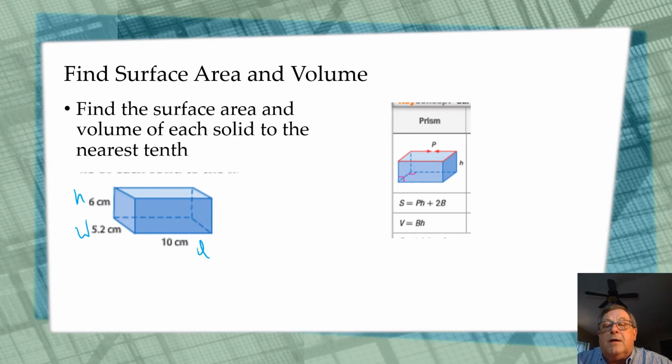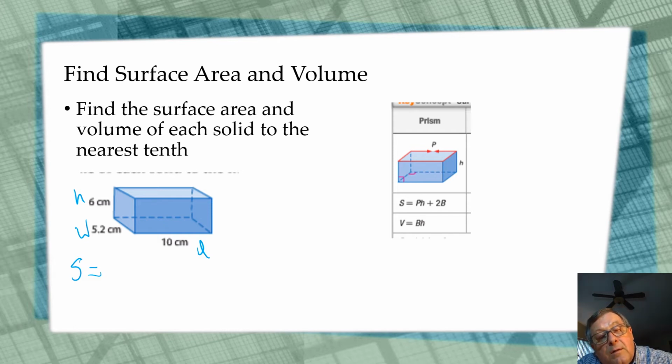Now to find the surface area, it is the perimeter times the height plus 2B, and B is the area of the base. So we've got the perimeter of the base, plus 2 times the area of the base. All right, this is going to be a little bit more complicated, but let's see. The surface area equals the perimeter. Now, what would be the perimeter? Well, the perimeter is 2 times the length plus 2 times the width.